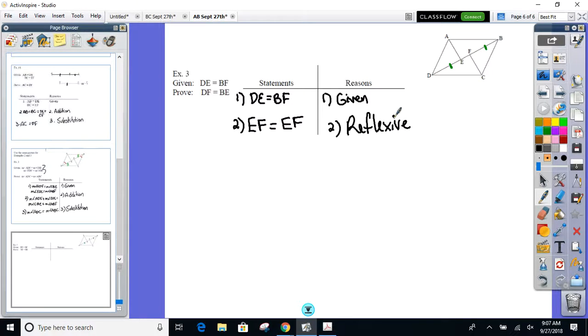So if I have to add in this problem, but I only have 1 pair of equal quantities, that second pair is probably going to come from a reflexive. Now do I have 2 pairs of equal quantities? So now what can I do in step 3? Now I can add. Specifically, what pairs do you want me to add together? DE plus EF is the same measure as BF plus EF, and that's by addition.